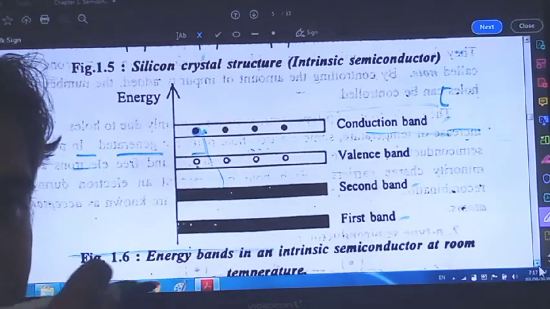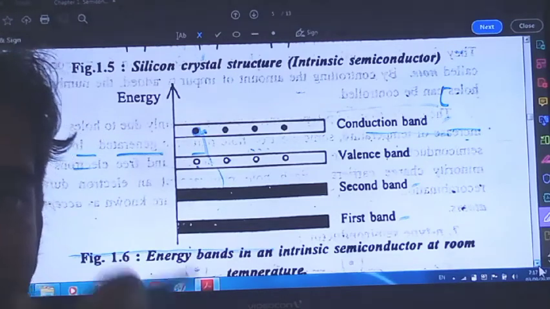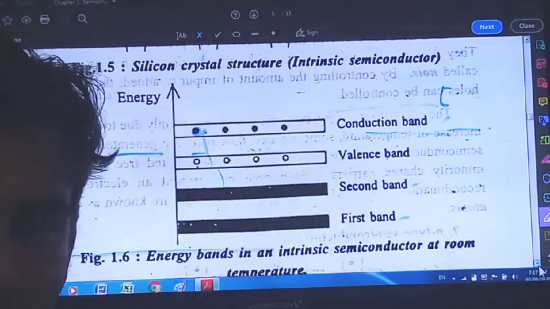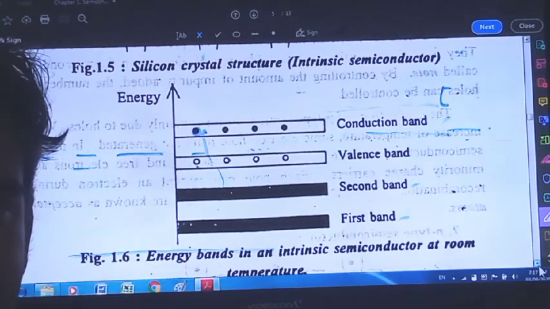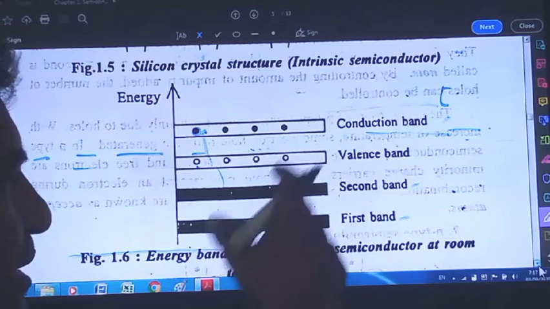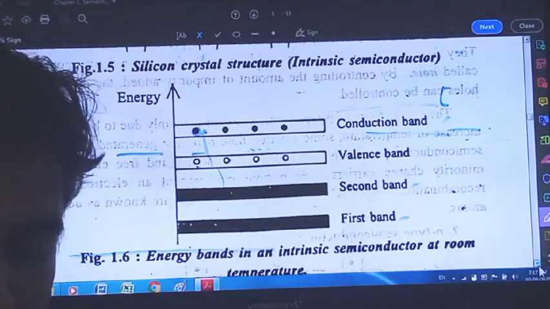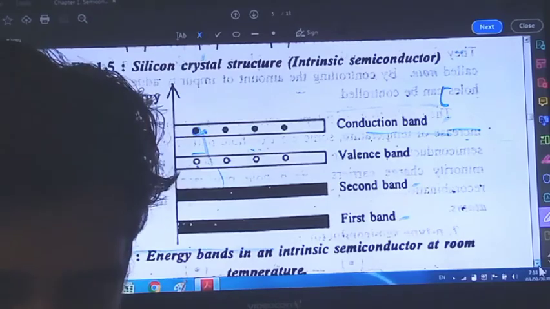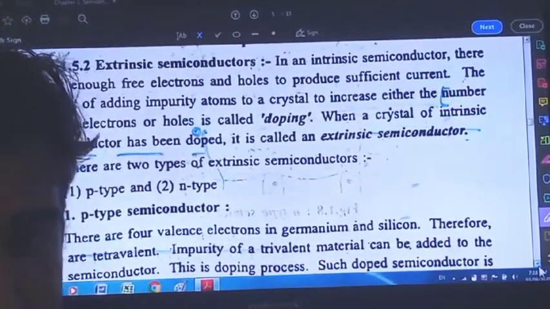As many electrons try to move from one place to another, that many electrons will be occupied in the covalent bond, and in the valence band, that many holes will be created. In the first and second bands, it remains the same. Okay, the next thing is the extrinsic semiconductor.